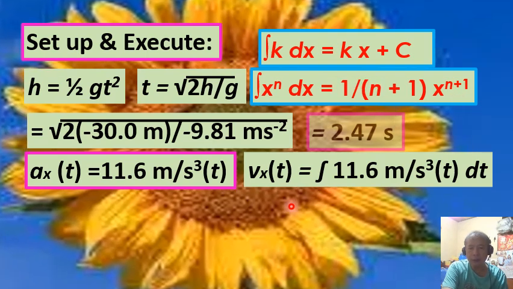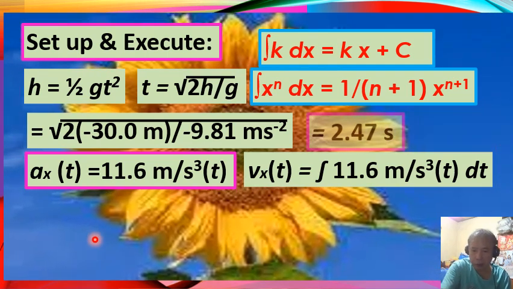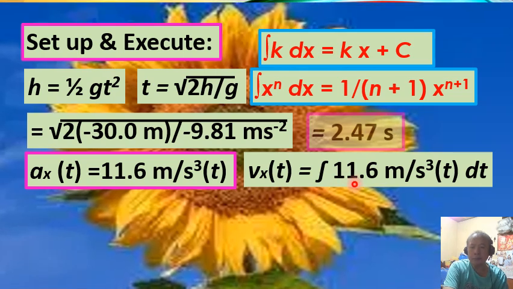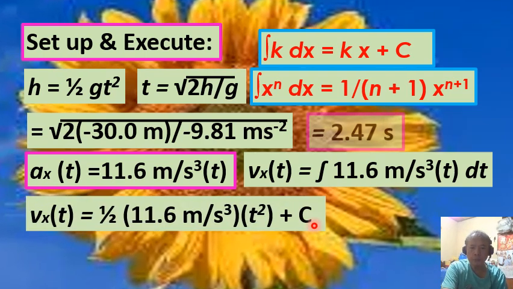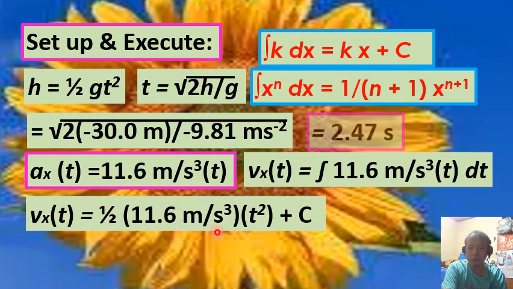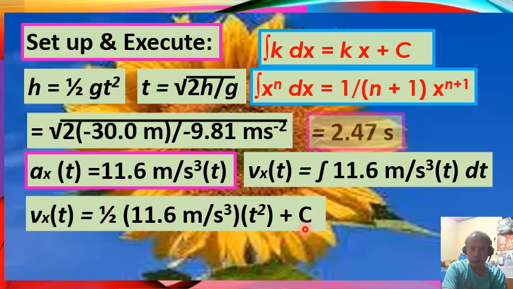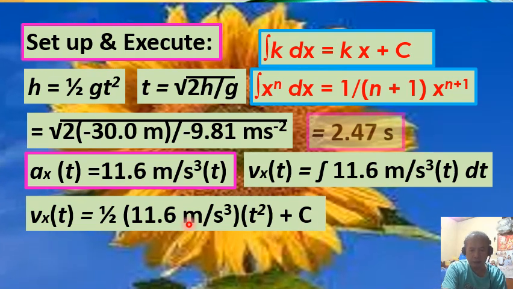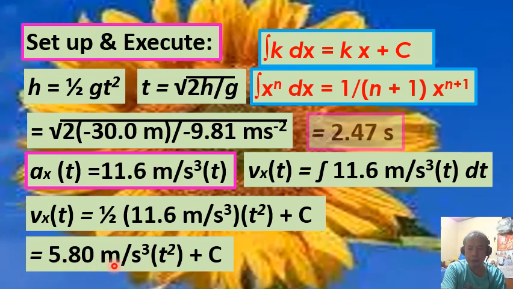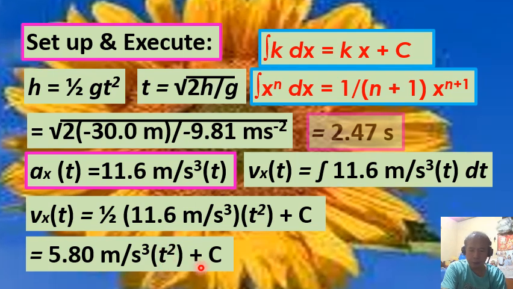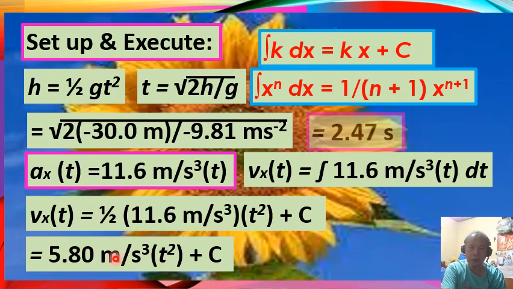So when applied in this situation, the integral of 11.6 meters per second cubed times t dt will just be equal to 1 half times 11.6 meters per second cubed multiplied by t squared, and then plus the constant of integration capital C, which can be simplified into 5.80 meters per second cubed times t squared plus capital C. So this is the velocity as a function of time expression.